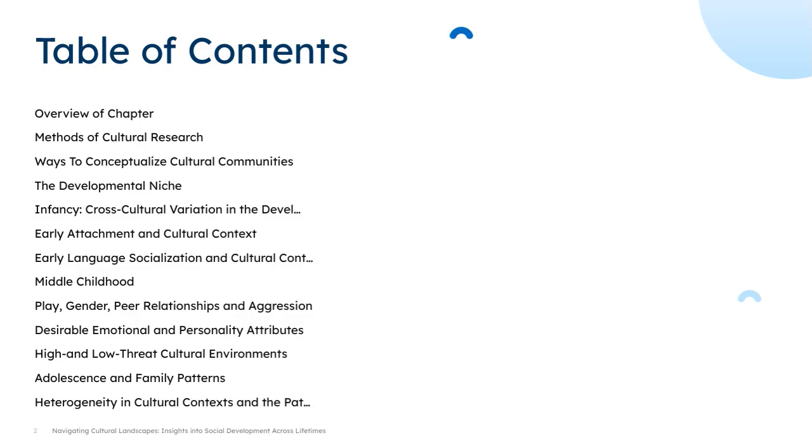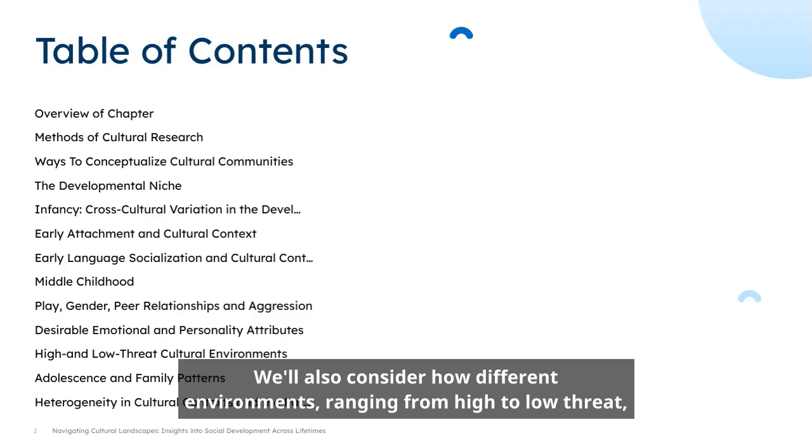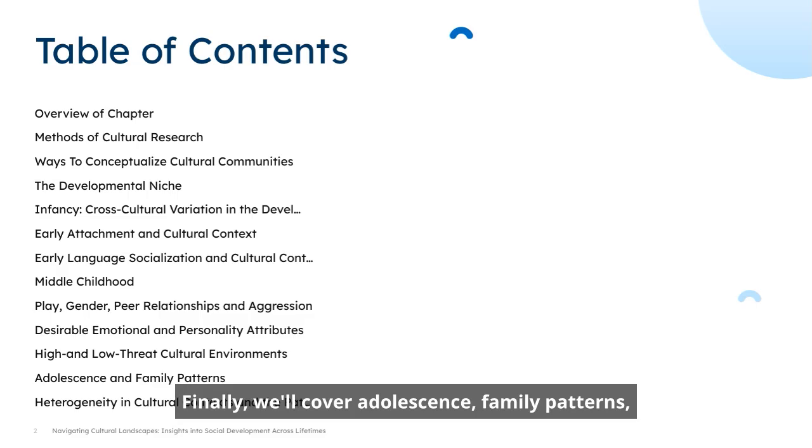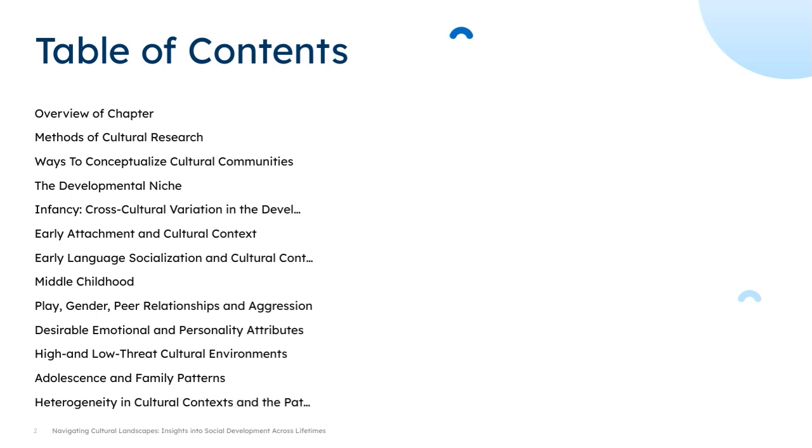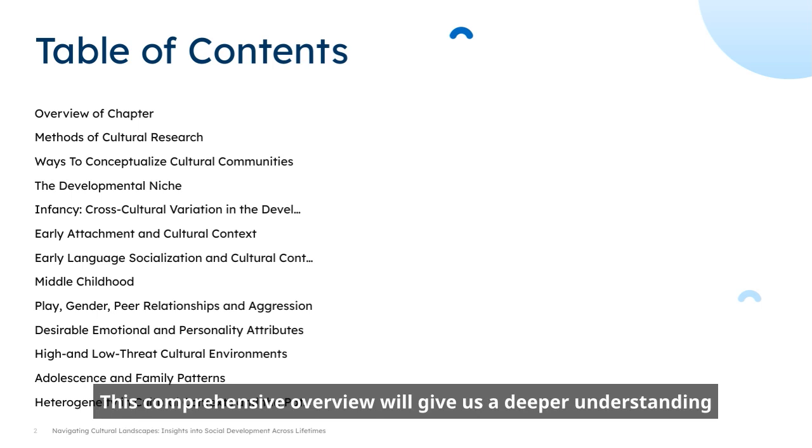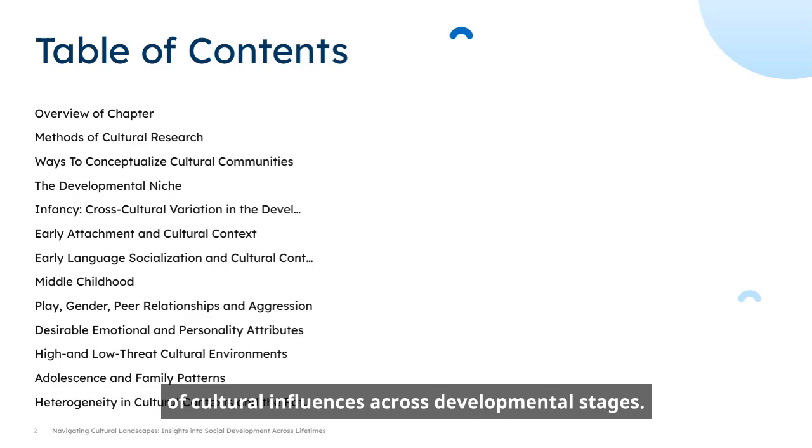As we move into middle childhood, we'll look at play, gender, peer relationships, and aggression, along with desirable emotional and personality traits. We'll also consider how different environments, ranging from high to low threat, impact development. Finally, we'll cover adolescence, family patterns, and the diversity found within cultural contexts. This comprehensive overview will give us a deeper understanding of cultural influences across developmental stages.